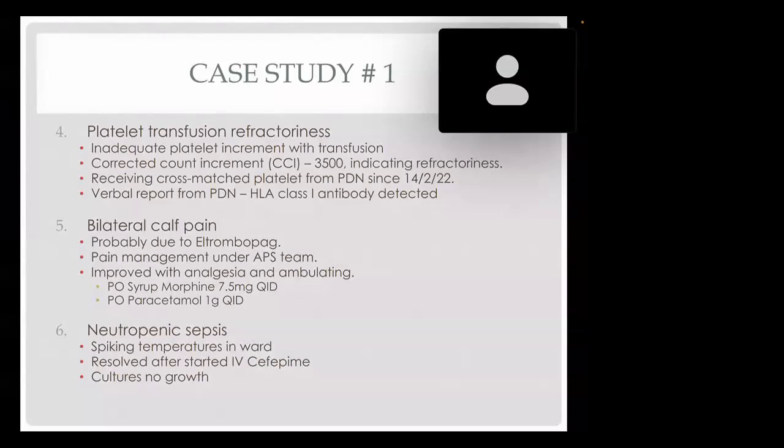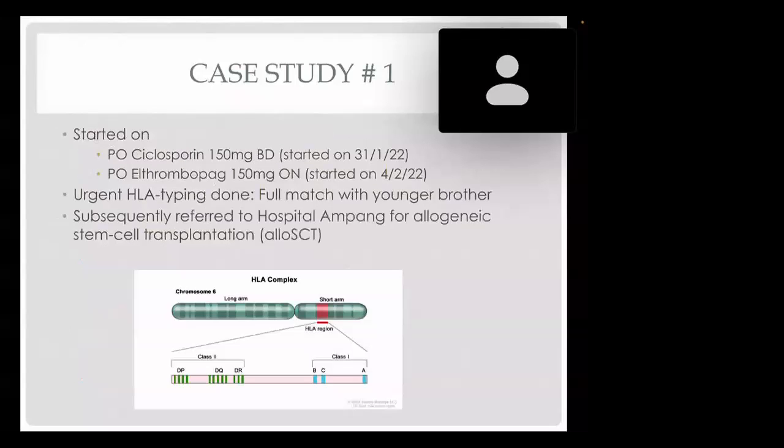So because of the low white cell counts also, he was very neutropenic. ANC was very low. Initial one was already 0.8. So he had multiple septic episodes in ward, multiple spiking temperatures. Then cultures, although no growth, but he still had a lot of temperatures in ward. So we started him on IV antibiotics.